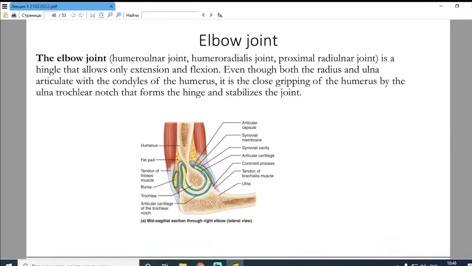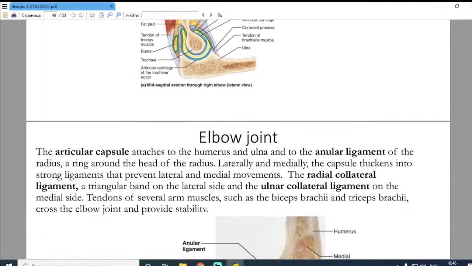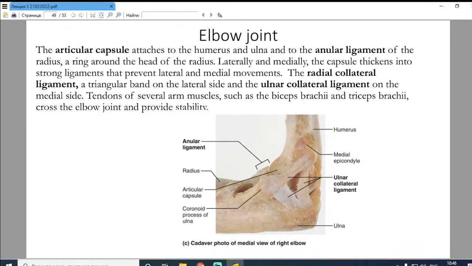Now you see a mid-sagittal section through the right elbow, lateral view. You see only the humeroulnar joint. Do you see the elbow joint cadaver photo? The articular capsule attaches to the humerus and ulna and to the annular ligament.